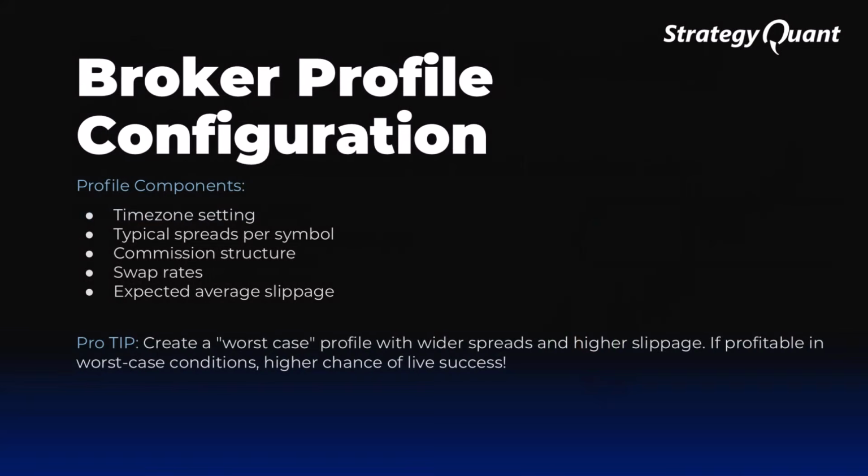All these parameters: time zone, spreads, commissions, swaps, and expected slippage are defined in what's called a broker profile. This determines the conditions under which StrategyQuant tests your strategies. It's important to understand what each value means, and especially where to get it. Ideally, directly from your broker's data.